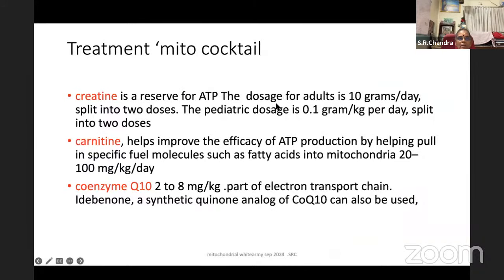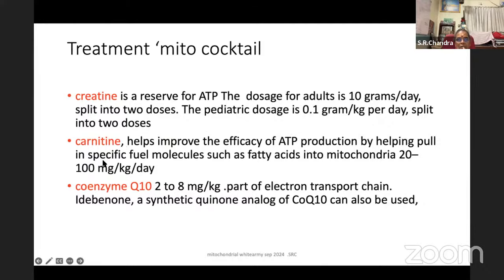And the mitochondrial cocktail consists of varying substances, but not all are available in our country. Creatine is a reserve for ATP. The dosage in adults is 10 grams per day, split into 2 doses. But creatine is not easily available. In children, it is given 0.1 gram per kg per day, split into 2 doses.